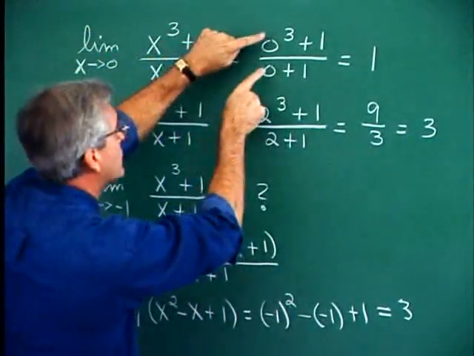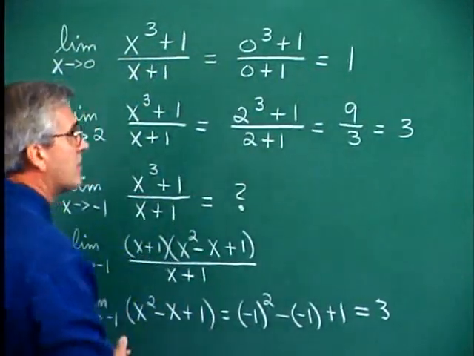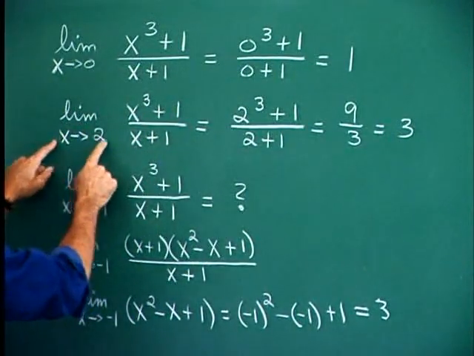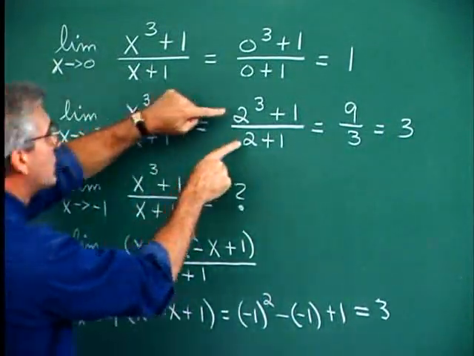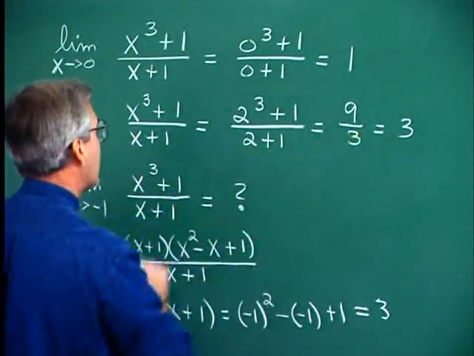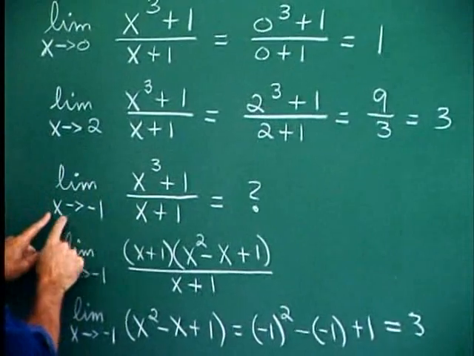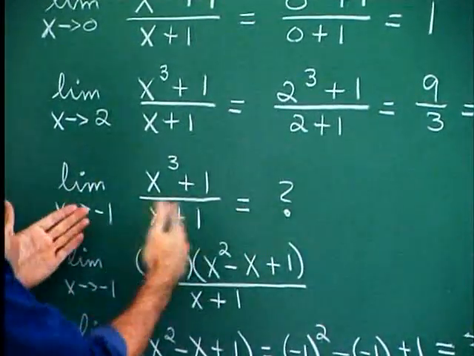Just replace these x's with 0, and we find the limit to be 1. In a similar way, the limit of the same function as x approaches 2, no big deal. Replace x with 2 in both places, and we find 9 over 3 or 3. But what happens if we're trying to find the limit as x approaches -1? Now here's where we run into trouble.